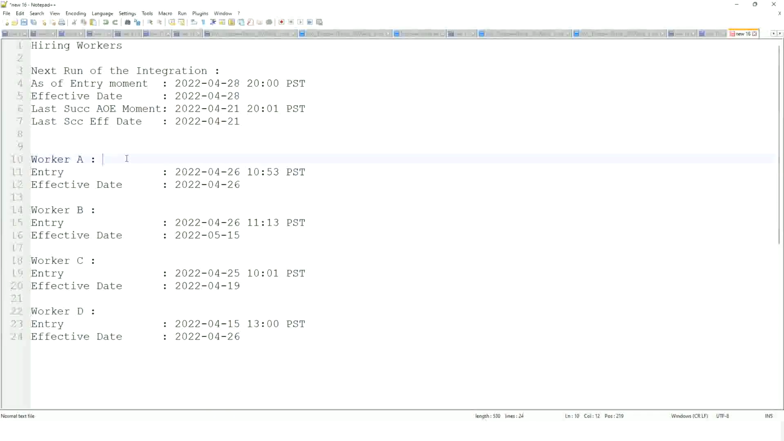Now think about the 4 options that you saw and try to tell me which worker would be included or detected as a change in our integration run and which worker will not be included in our integration run. The run that is going to happen on 28th of April at 8 p.m. Pacific.